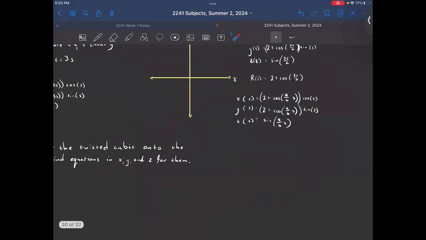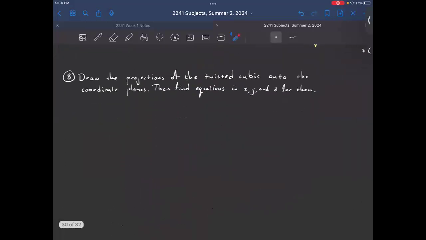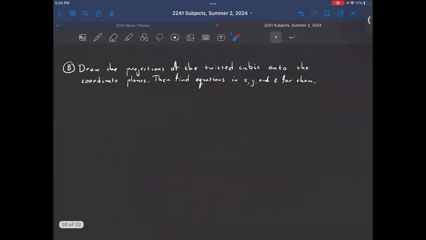All right. So we'll do this next one, and then we'll do the other examples in a final video. Draw the projections of the twisted cubic onto the coordinate planes. Then find equations in x, y, and z for them.